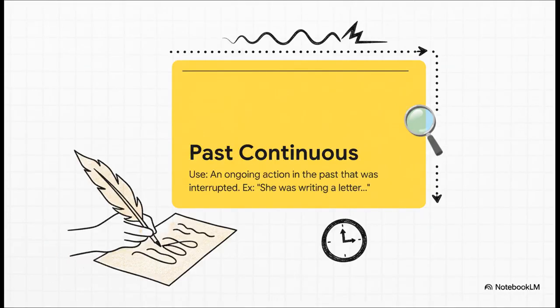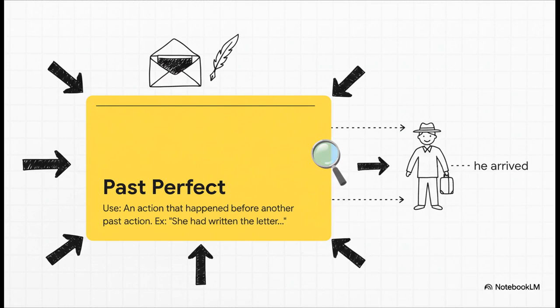Now, past continuous is awesome for setting the scene. She was writing a letter. See? It paints a picture of what was happening, what was in progress, right before something else came along and interrupted it. People sometimes call this one the past of the past, and it's a perfect description. It's how you show the order of events.